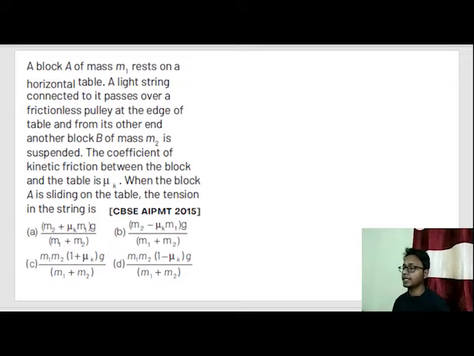A block of mass m1 rests on a horizontal table. A light string connected to it passes over a frictionless pulley at the edge of the table. From its other end, another block B of mass m2 is suspended. The coefficient of kinetic friction between the block and the table is mu. When the block A is sliding on the table, the tension in the string is.